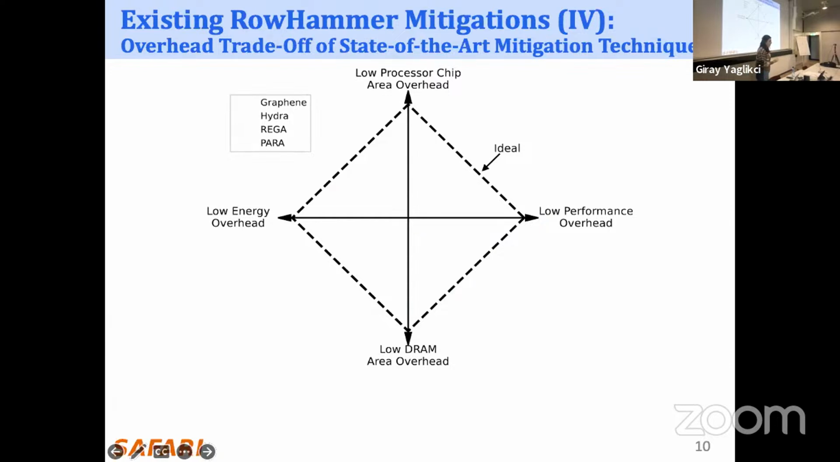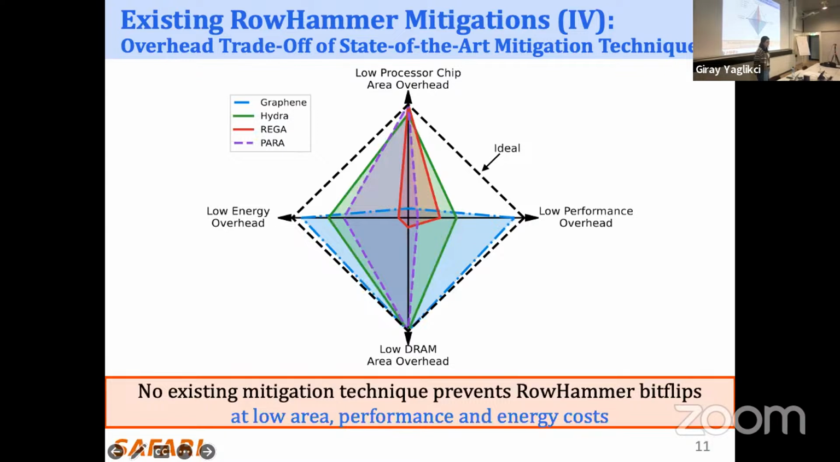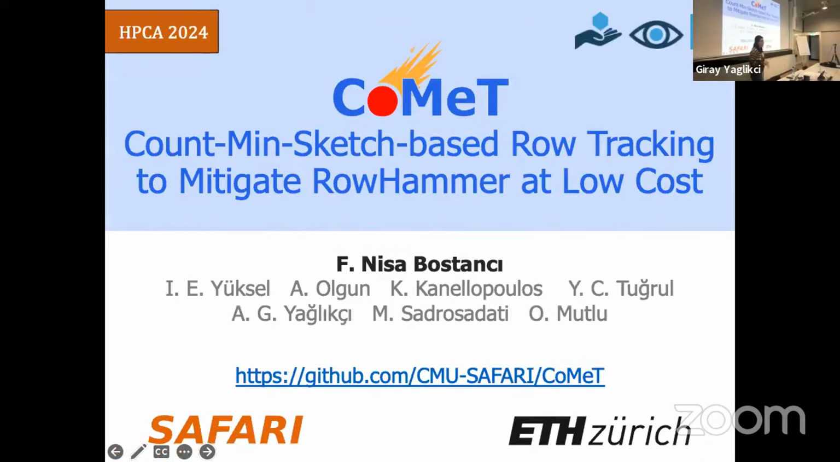And we looked at 4 state-of-the-art mitigation techniques. As you can see from this radar chart, none of the existing mitigation techniques prevent RowHammer at low area, performance, and energy cost at the same time. Today I'm going to talk about 2 papers tackling this issue.